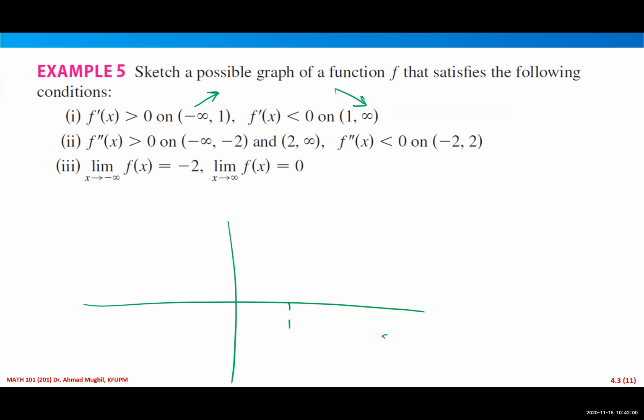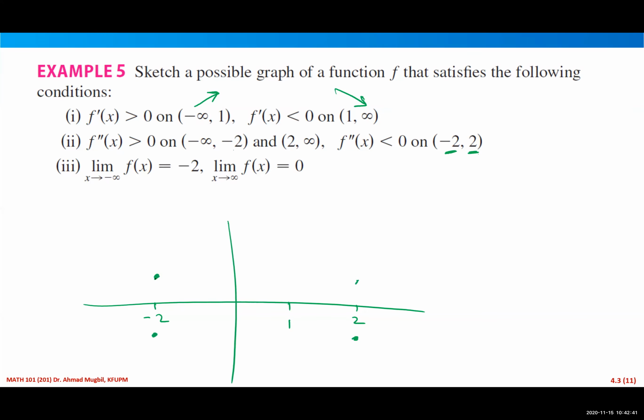To summarize, the second derivative is positive on the intervals from negative infinity to -2 and from 2 to infinity. Then it is negative between -2 and 2. So we have to add two points here, -2 and 2. What can you say about -2 and 2? Notice that the second derivative changes from positive to negative, and from negative to positive, at -2 and 2. So at -2 and 2 we have inflection points. Keep this in mind.